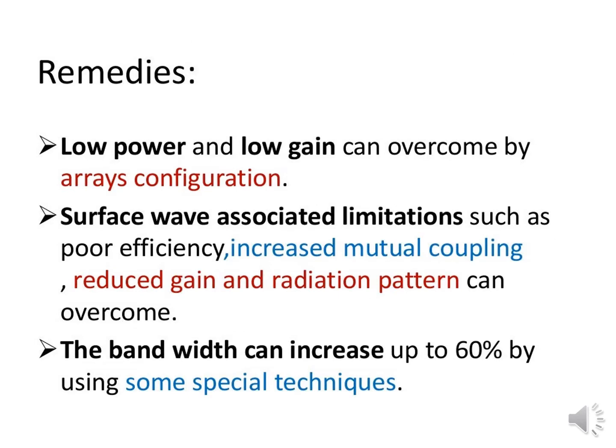How we can overcome these disadvantages is that low power and low gain can be overcome by array configuration. Instead of using a single strip of microstrip antenna, we can go for an array configuration. Another thing is that surface wave associated limitations such as poor efficiency, increased mutual coupling, and reduced gain and reduced pattern can be overcome. Using some special techniques, bandwidth can be increased up to 60%.